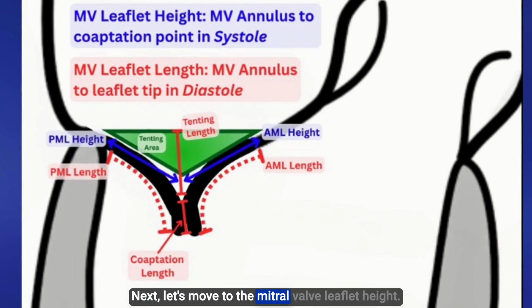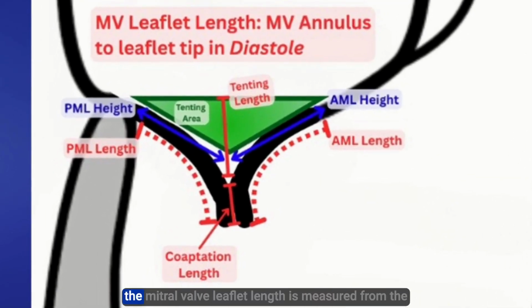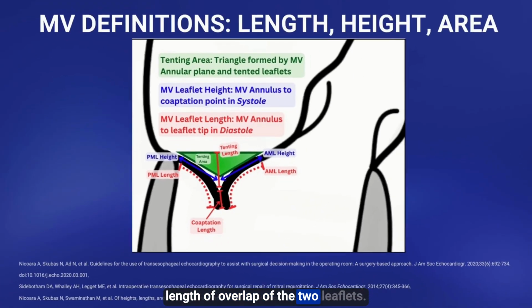Next, let's move to the mitral valve leaflet height. You'll see this with the blue arrows here, the posterior mitral leaflet height and the anterior mitral leaflet height. And this height is always going to be shorter than the length. The height is defined as the distance from the mitral valve annulus to the coaptation point in systole. And it's measured in systole because systole is when the leaflets will coapt. However, when we move to the red lines, you'll see the mitral valve leaflet length is measured from the mitral valve annulus to the leaflet tips in diastole. Lastly, coaptation length is the length of overlap of the two leaflets.